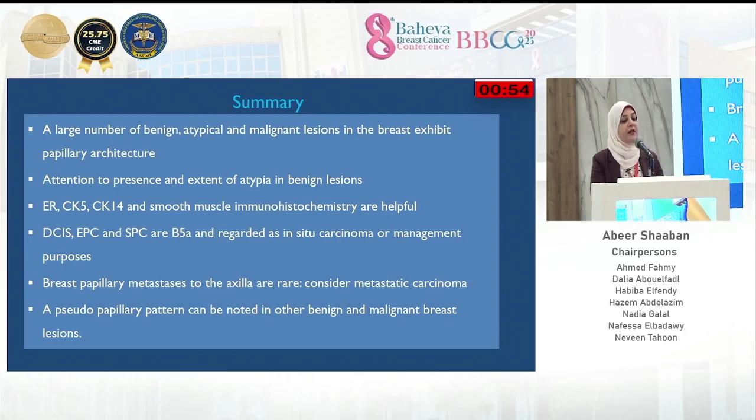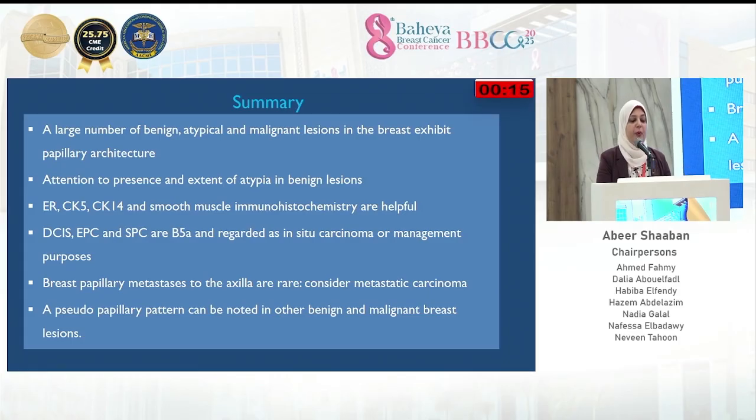So just to summarize, a large number of benign, atypical, and malignant lesions in the breast have a papillary architecture. Look for the presence of ATP, any solid areas, any cribriform areas in these, and measure the extent. For useful immunochemistry, start with SMM and P63 and look inside and around the lesion. Do ER and CK5 or CK14, and also look in the adjacent breast tissue. You might find some other DCIS lesions or the lesion extending to the surrounding breast tissue.